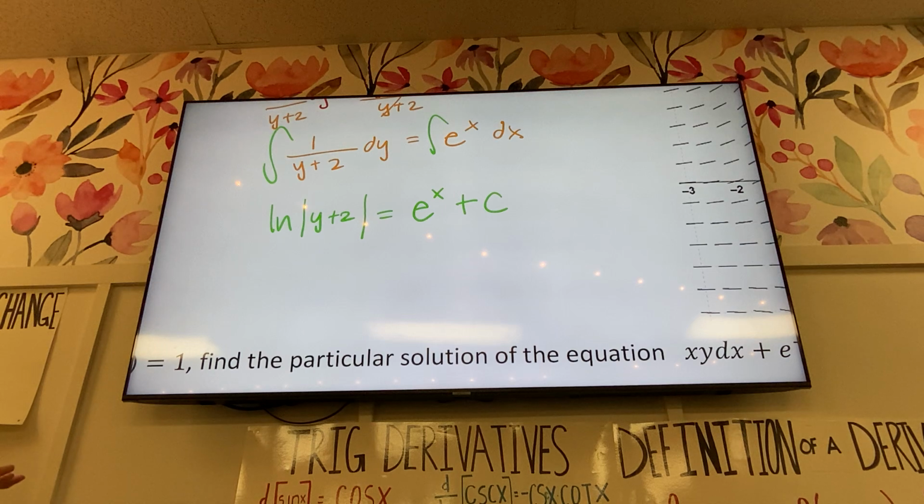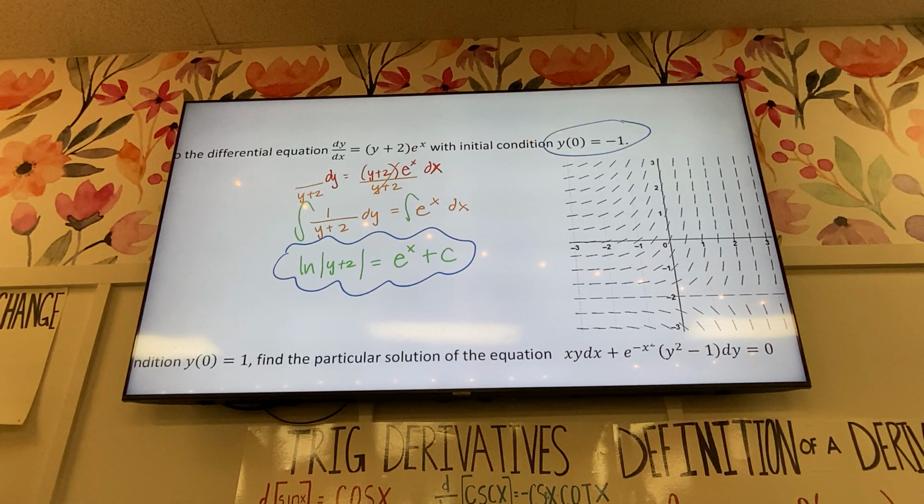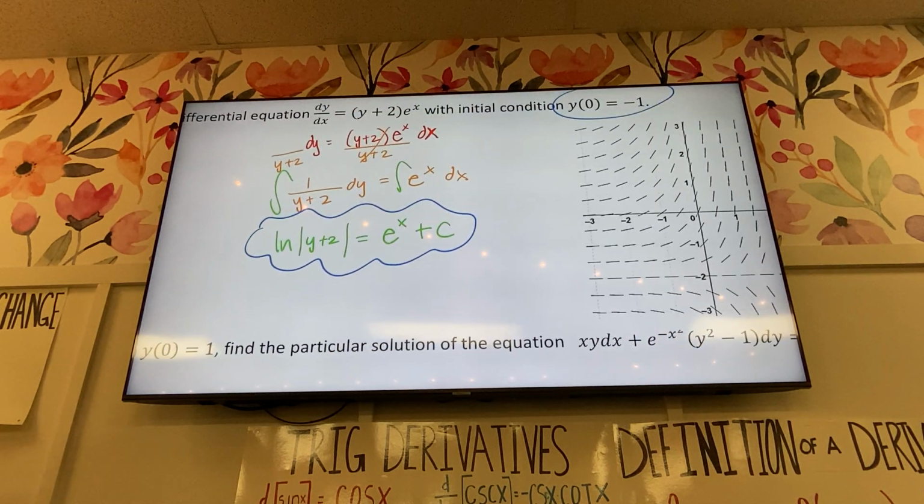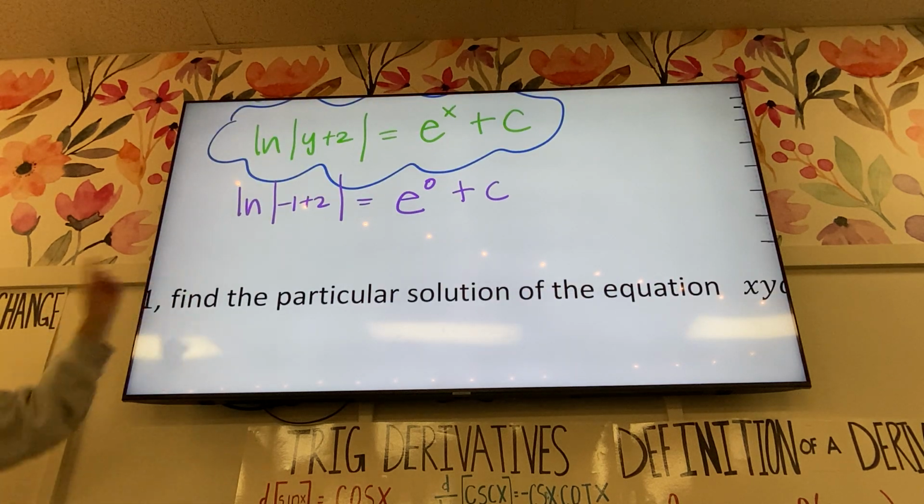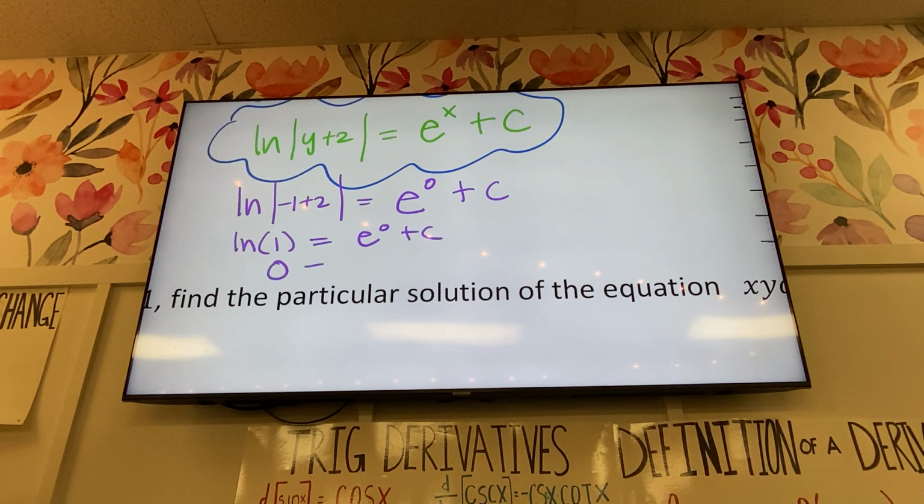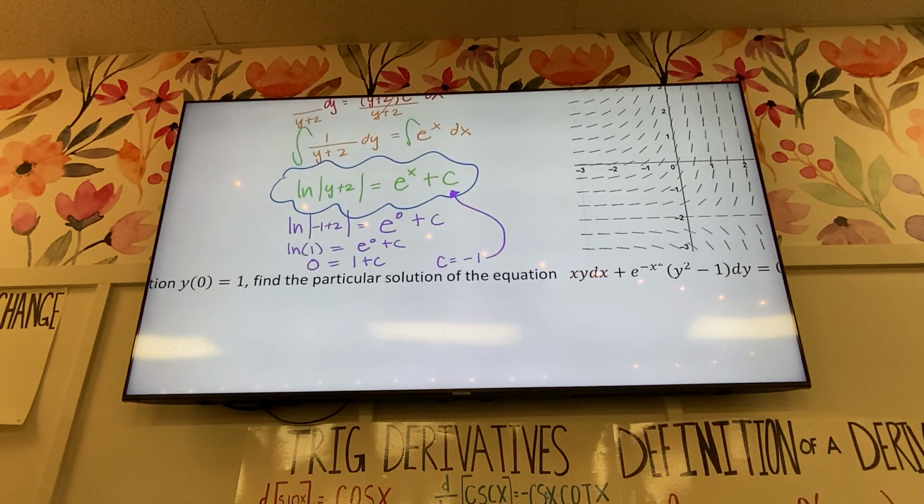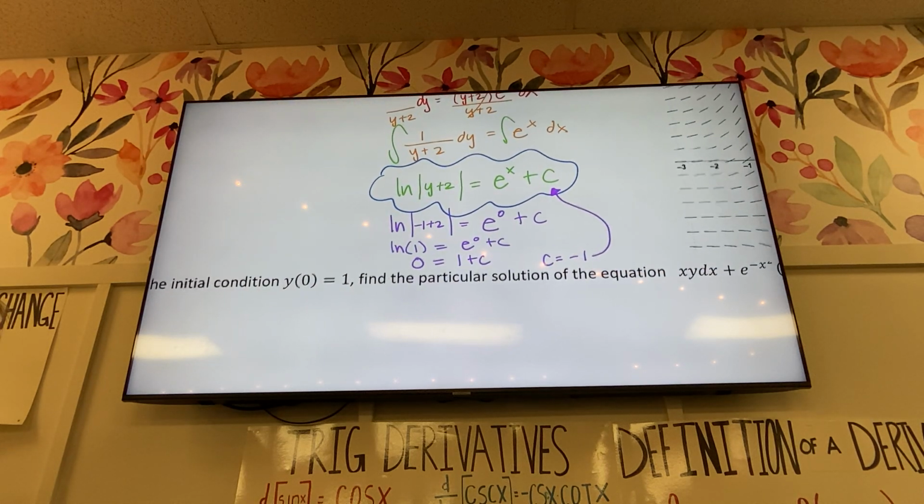But anyways, we don't have to solve for y, so we can take this guy and immediately plug in my initial condition, right here. So in place of y, what are you gonna put? -1. Yep. And then 0 for x. All right, so what is -1 plus 2? 1. And what is ln of 1? 0. What is e to the 0? 1. So c is going to equal -1. And plug that back into this guy right here to get my particular solution. So my particular solution is going to be ln of y plus 2 equals e to the x and then -1.